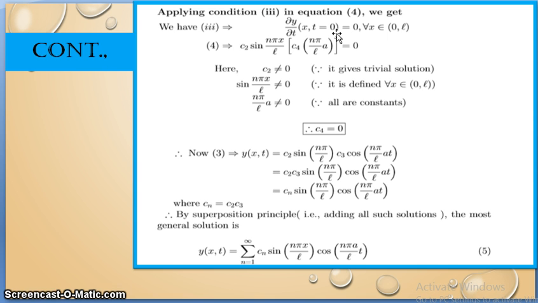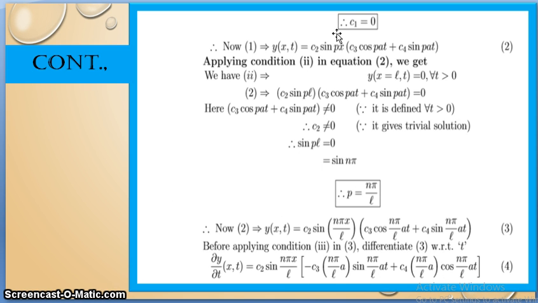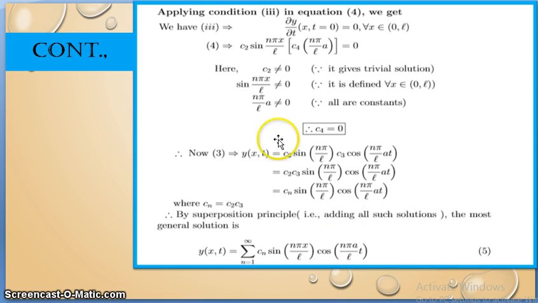Put t equal to 0. What is sin 0? Everything must be 0. Put t equal to 0, cos 0 must be 1. So therefore we get C2 sin n pi x by L into C4 into n pi by L into a, that is equal to 0. Here, which one is not equal to 0?